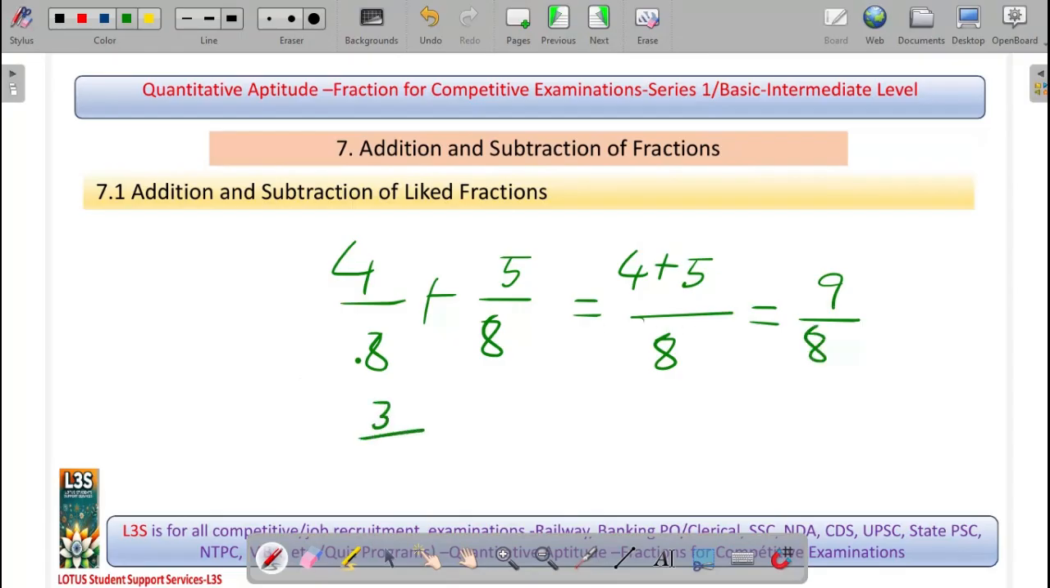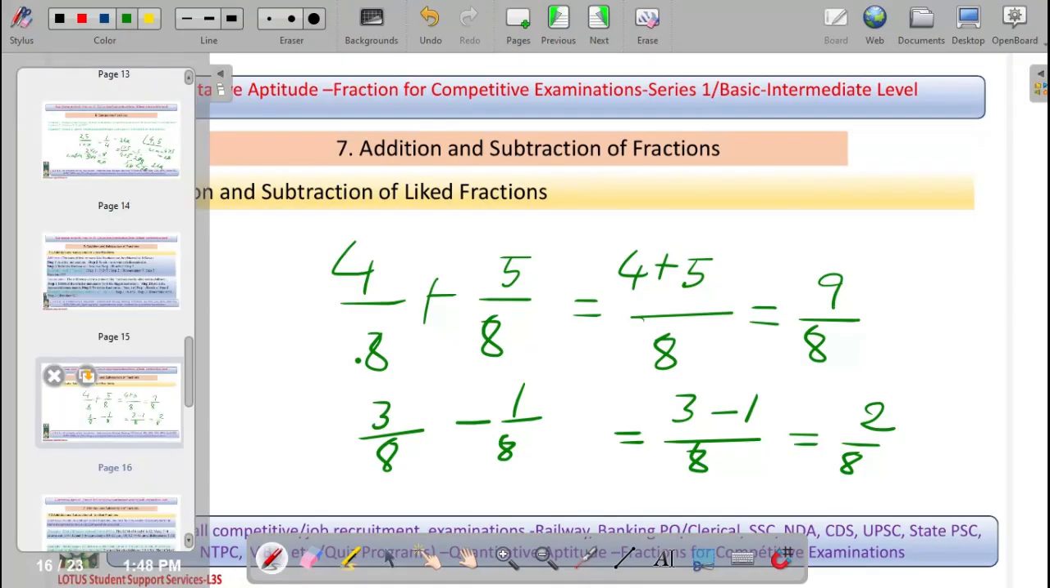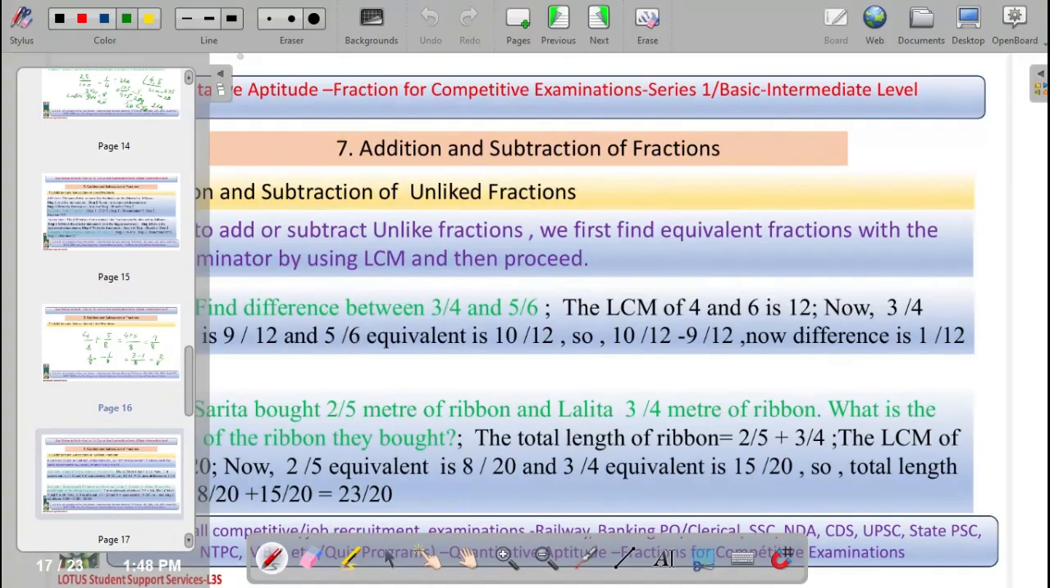Similarly, say 3 by 8 minus 1 by 8. So here we'll do 3 minus 1, the denominator is the same, so 2 by 8. It will be like this. We'll go to the next.